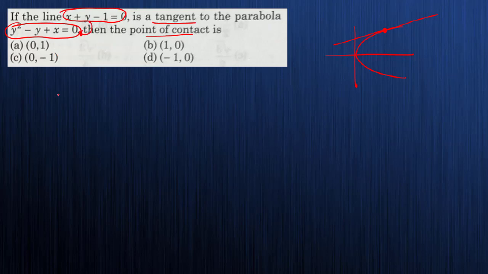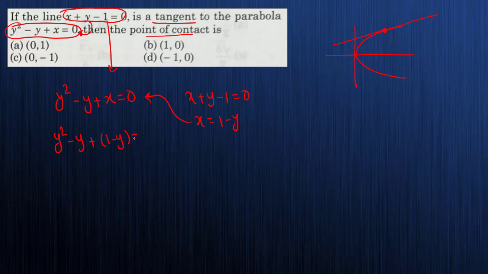So you have y square minus y plus x equals to 0. This is the equation of parabola. From the equation of line you get the equation of x. So x plus y minus 1 equals to 0. So यहाँ से x कितना आएगा? X is equals to what? It is 1 minus y. Substitute this in this equation. So y square minus y plus 1 minus y equals to 0.